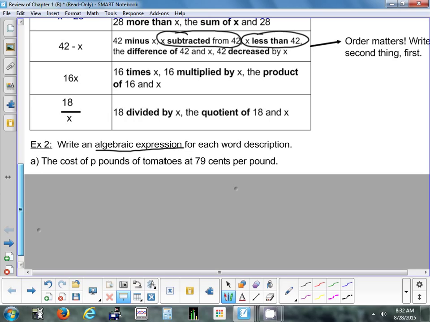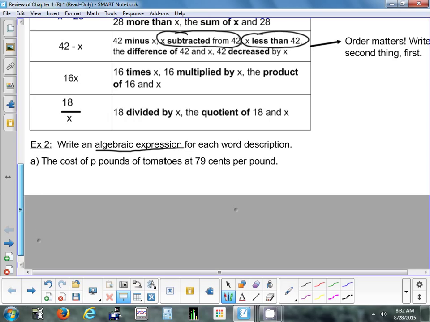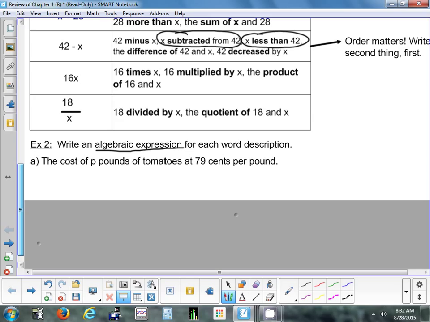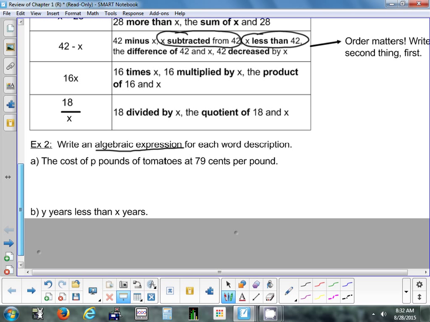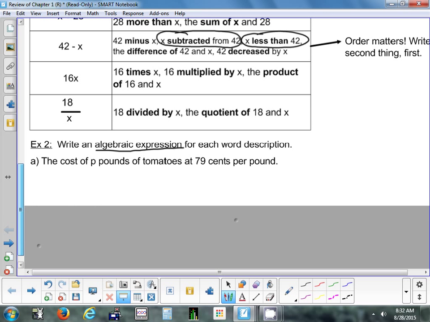What letter do they want us to use for part A? Yeah, Gabe? P. The cost of P pounds of tomatoes at 79 cents per pound. So guys, you don't have that example written out, so you're going to need to write it out on your sheet. You have a spot for example A, you just have to write it in there.